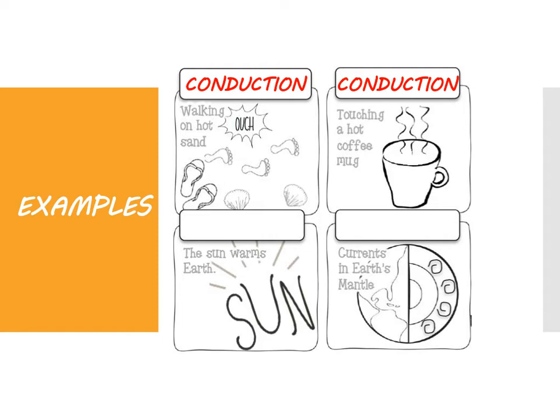The next example, the sun warms the earth. Now, the sun is not in contact with the earth, and there are no fluids circulating back and forth. So we know that the sun is warming things because of radiation. It's actually sending out rays of energy to heat the earth.